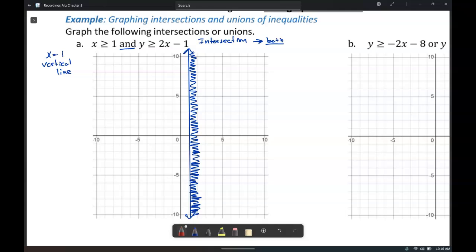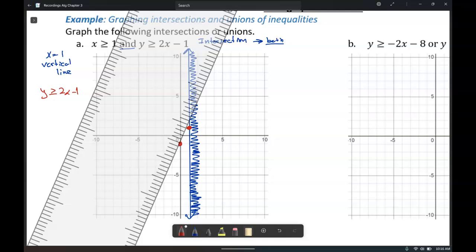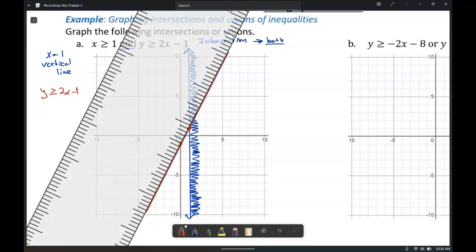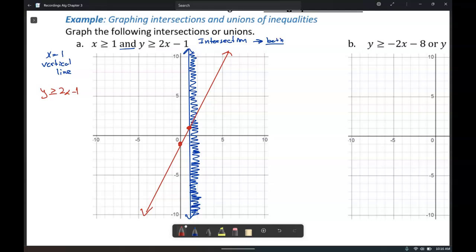Next, we'll go ahead and graph y is greater than or equal to 2x minus 1, starting at negative 1, and using our slope. Now, because y is greater than 2x minus 1, we're going to shade above the line. Now, what we want to do is look for the overlap. We can see that if we're shading to the right here, and we're shading above here, we have an overlap in this whole region. And that's where our solution set's going to be.